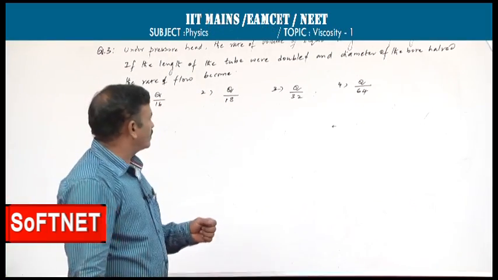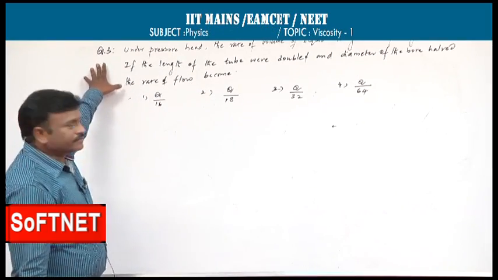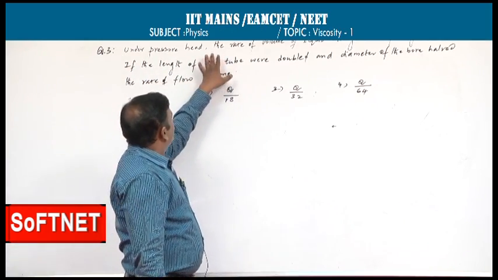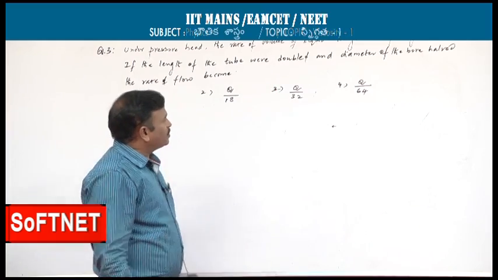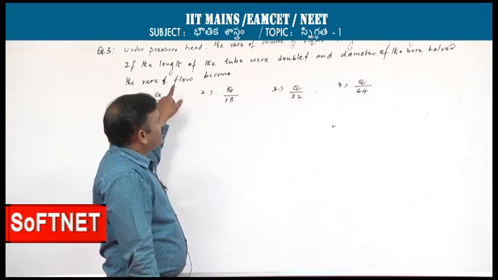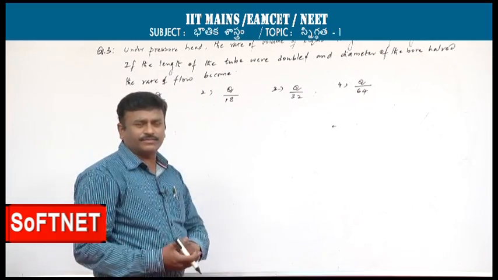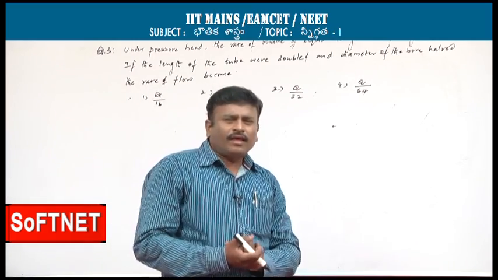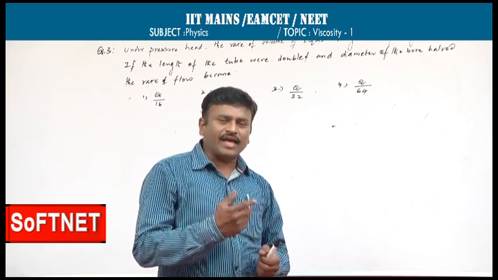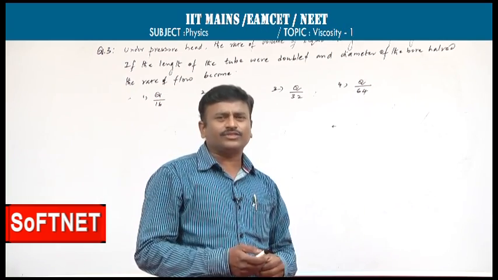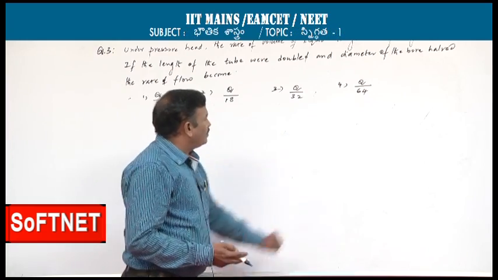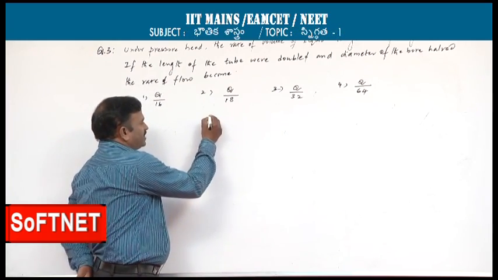Another question, question number 3. Under the pressure head, the rate of volume flow of liquid through a capillary tube, if the length of the tube is doubled and the diameter of the bore is halved, the rate of flow becomes? In this question, the length is increasing and the radius of cross section is decreasing. As the diameter is half, obviously the radius also becomes half. In that case, how does the rate of flow change, let us see.